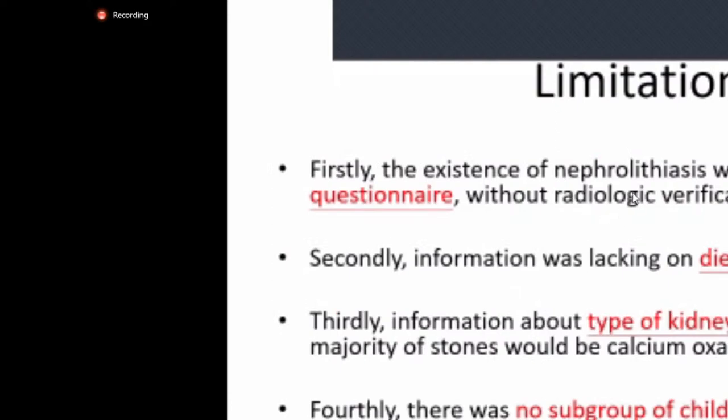But we have some limitations. First, all the data is from questionnaires, not from medical records.